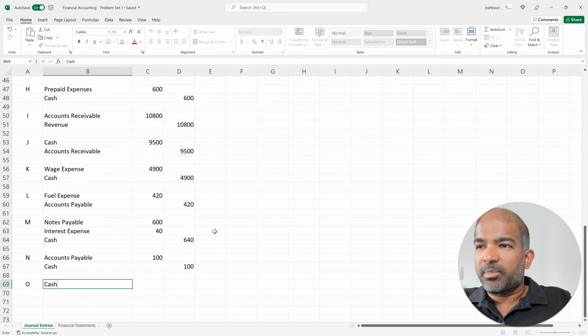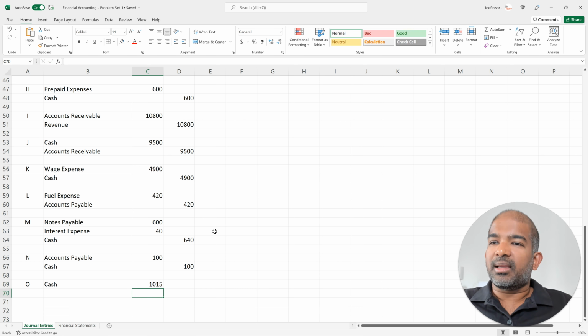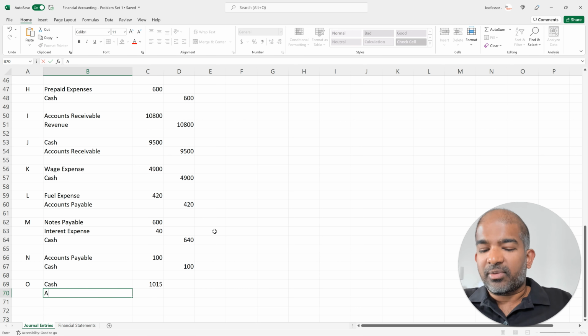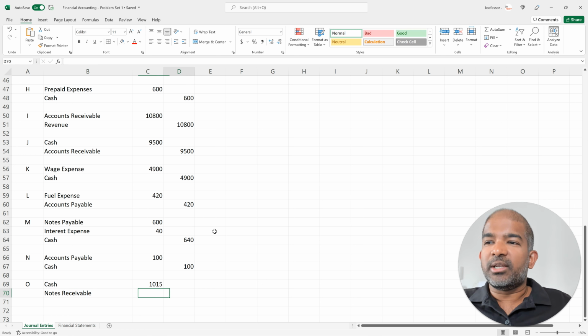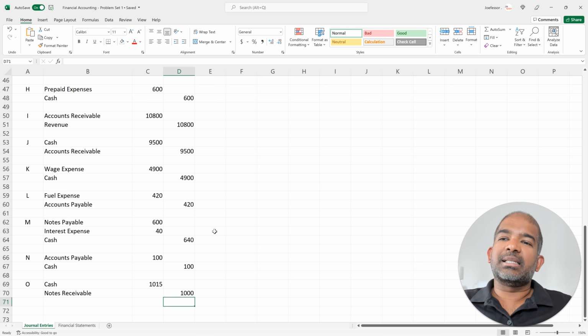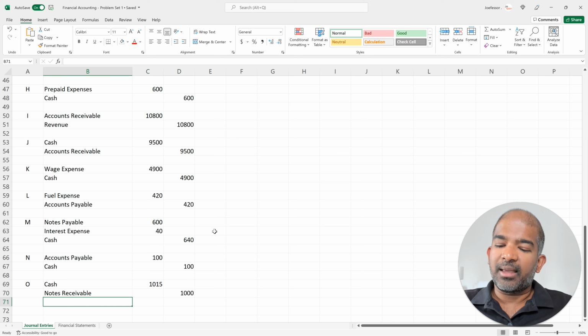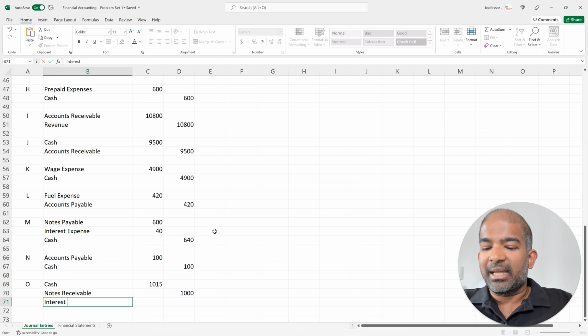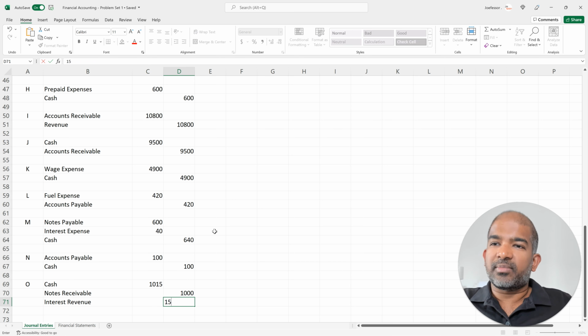Our cash goes up by $1,015, right? And from our notes receivable, we are going to reduce our notes receivable by $1,000. Notes receivable is an asset, so when I credit it, I'm removing the $1,000 from that particular account. Then I also have some interest revenue, which is $15.